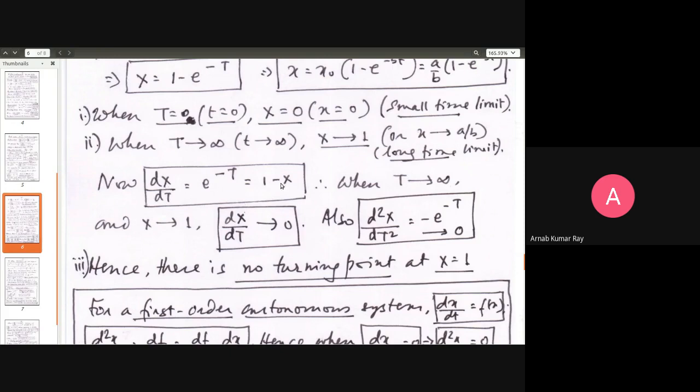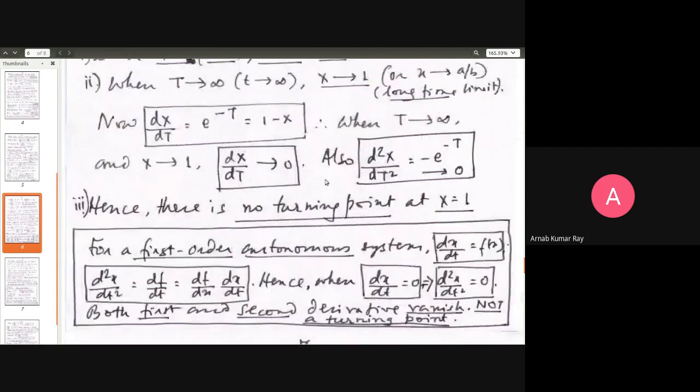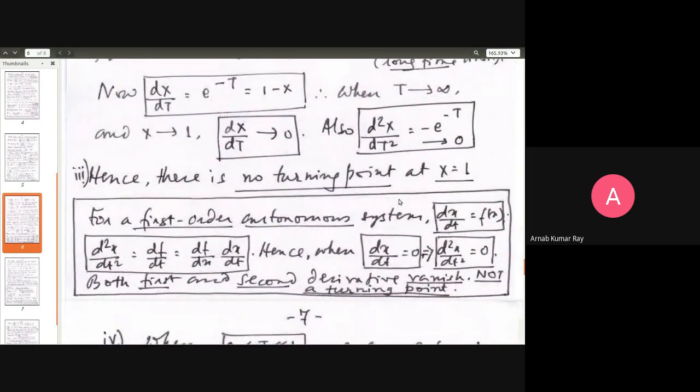But at infinity, that is the only situation when you have dx dt going to 0. dx dt will be equal to 0 when x is equal to 1. And when can x be equal to 1? When t goes to infinity. Fine. But what about the second derivative? When the first derivative goes to 0, I have given you a brief theory over here, generally applicable, that for an autonomous system, which is described by dx dt is equal to f(x), the second derivative will also be equal to 0 if the first derivative becomes 0.